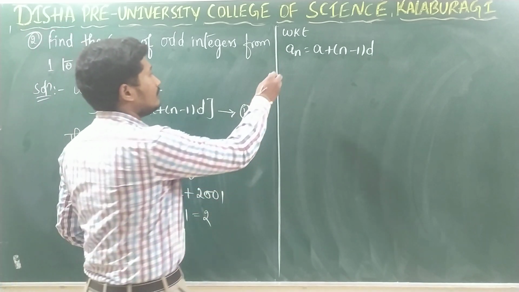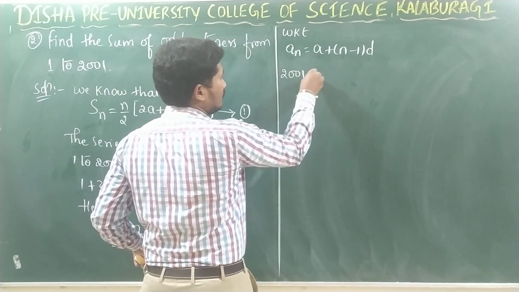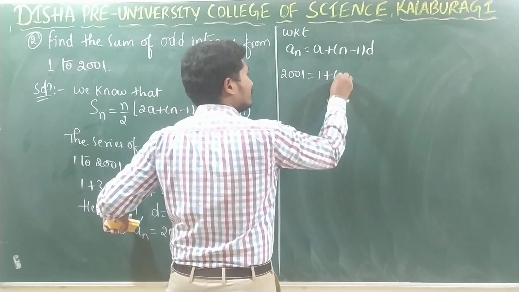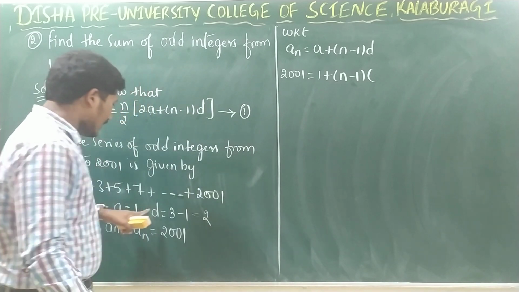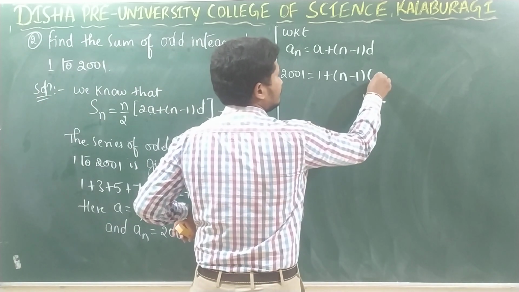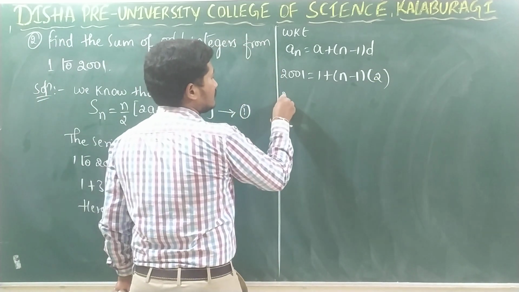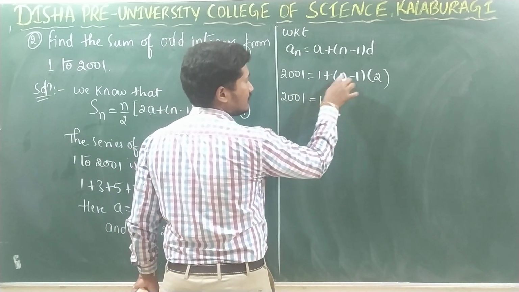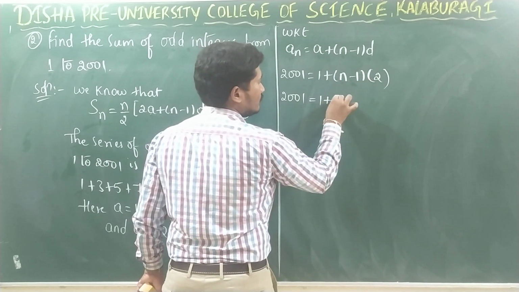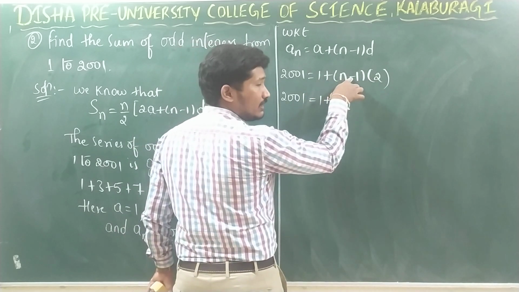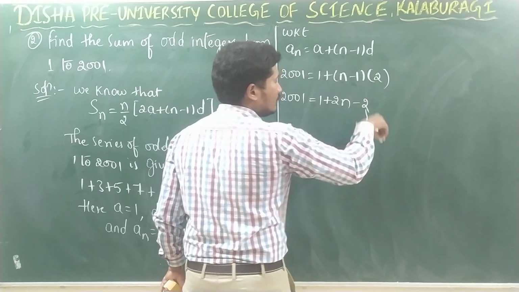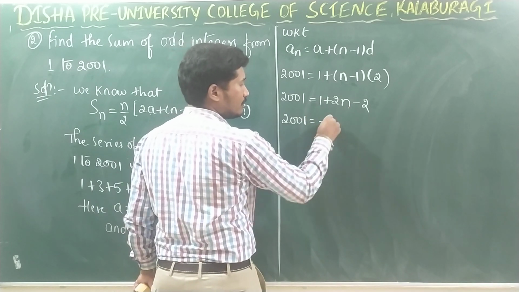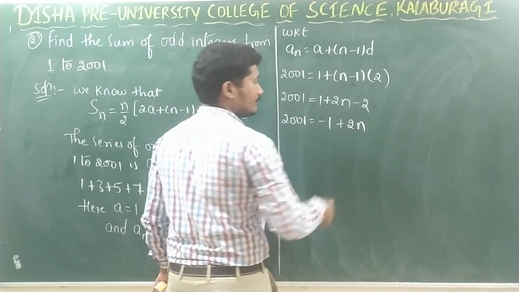So, what is an? 2001 is equal to, what is the value of a? It is 1, plus n minus 1 into, what is the value of d? It is 2. So 2001 is equal to 1 plus, plus into plus is plus, n into 2 is 2n, plus into minus is minus, minus into plus is minus, 1 into 2 is 2. So 2001 is equal to 1 minus 2, which is minus 1, plus 2n.